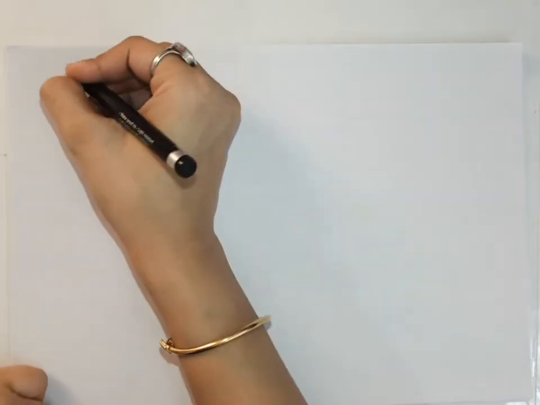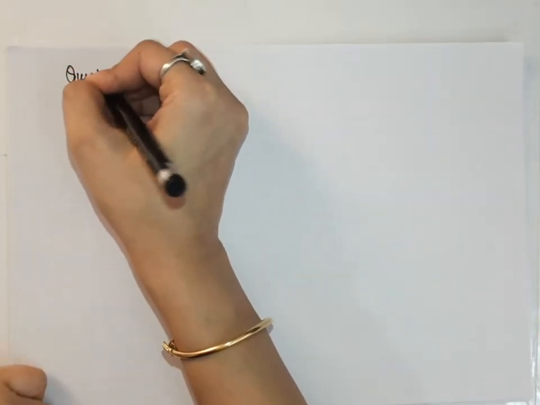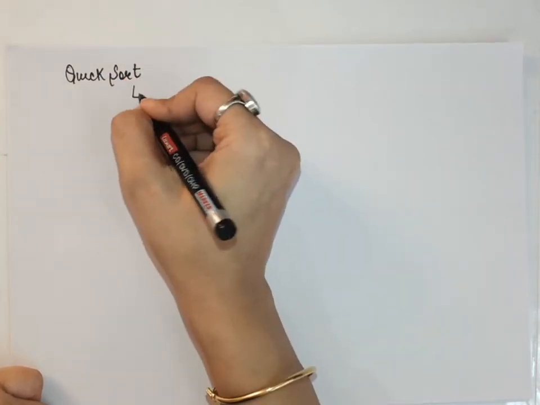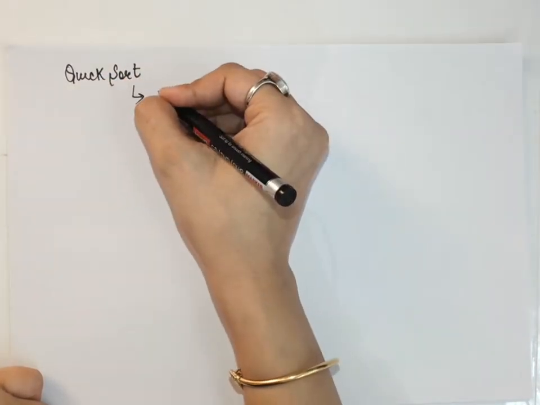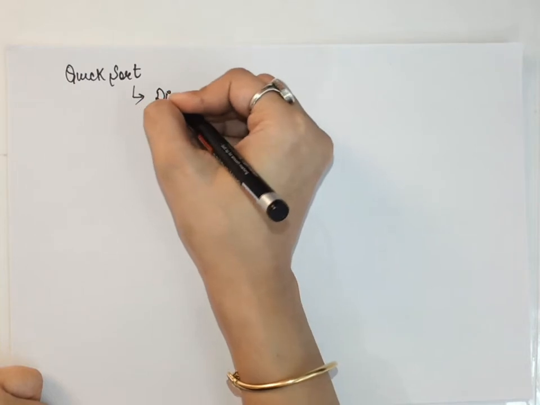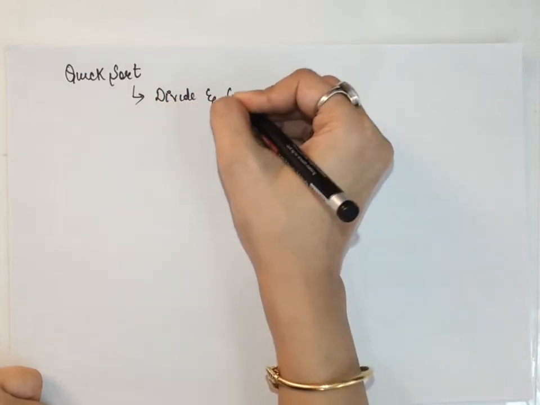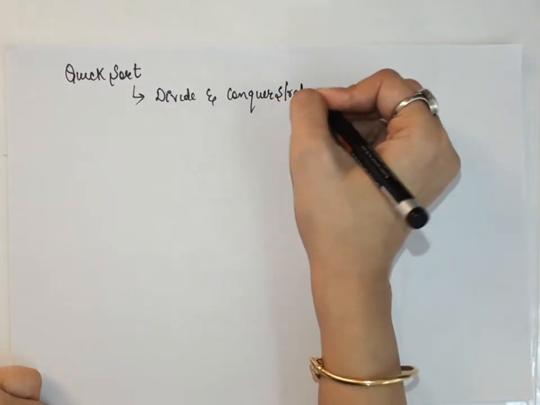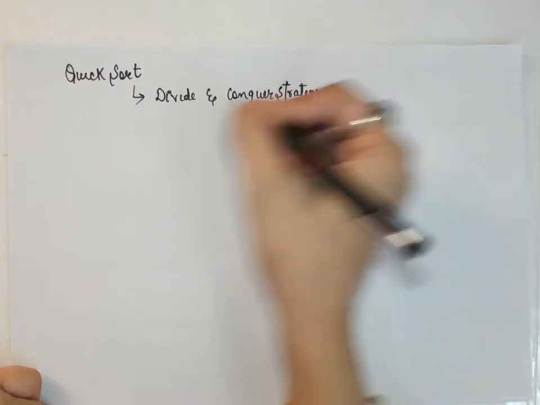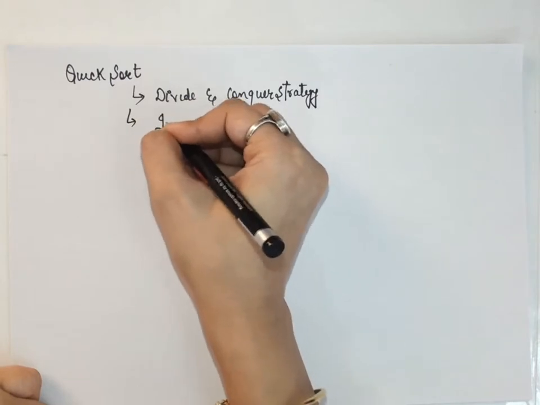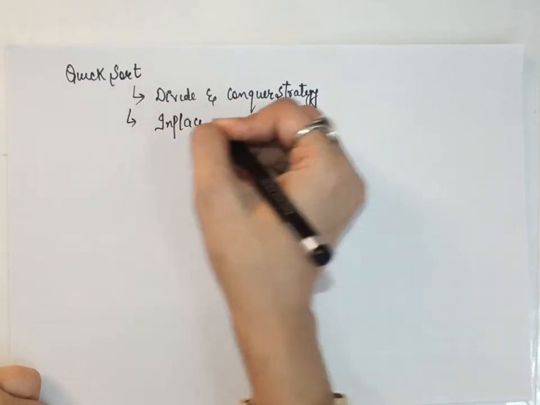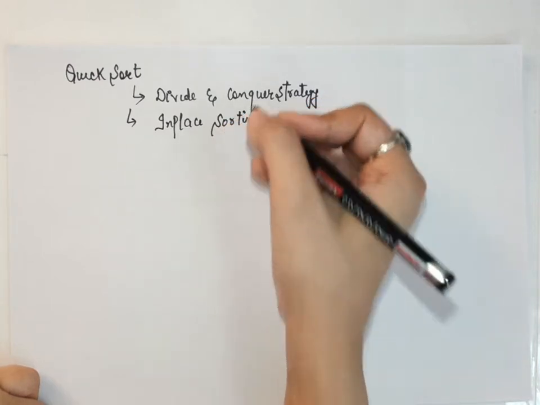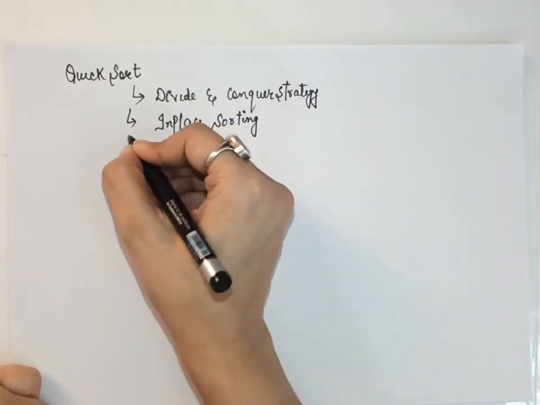My topic is quicksort. First of all, what are its various features? Number 1, it follows the divide and conquer strategy. Number 2, it is in place sorting. In place sorting means it doesn't require any extra storage in memory.